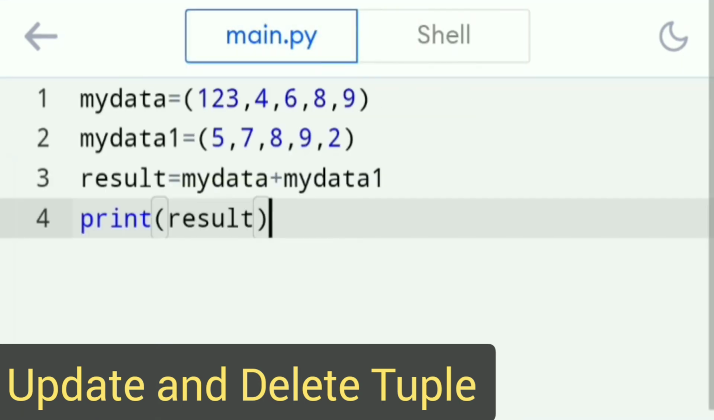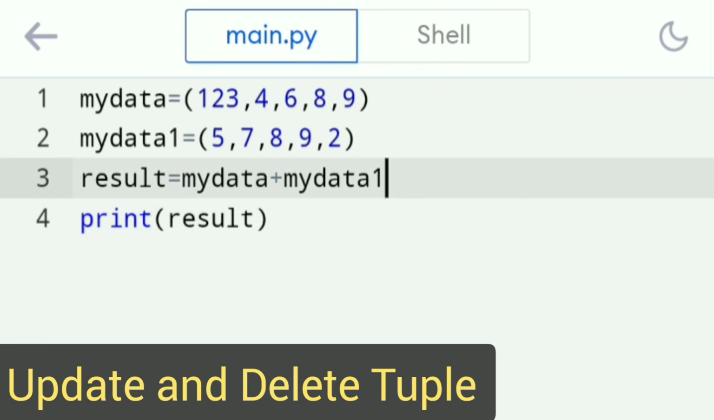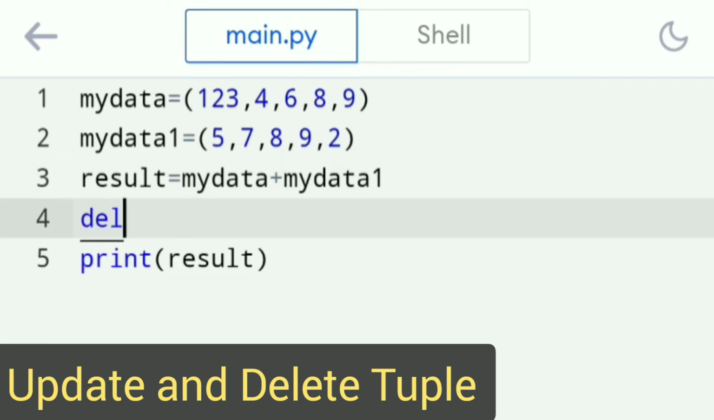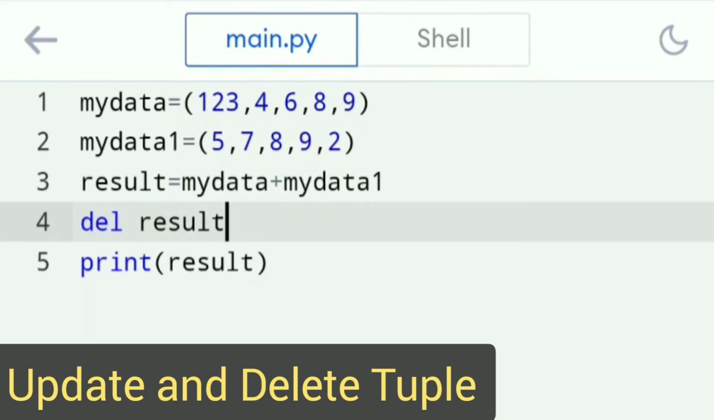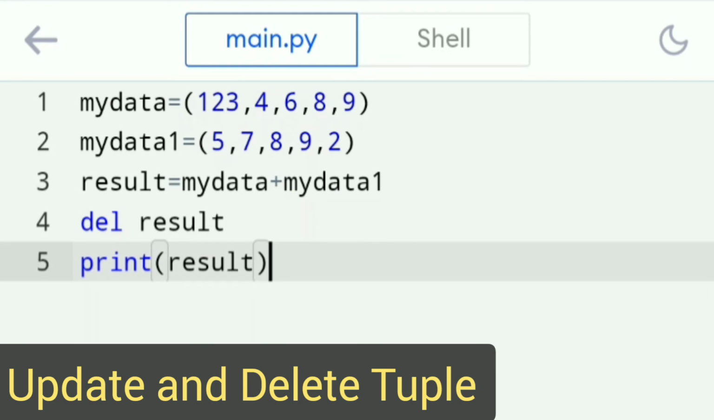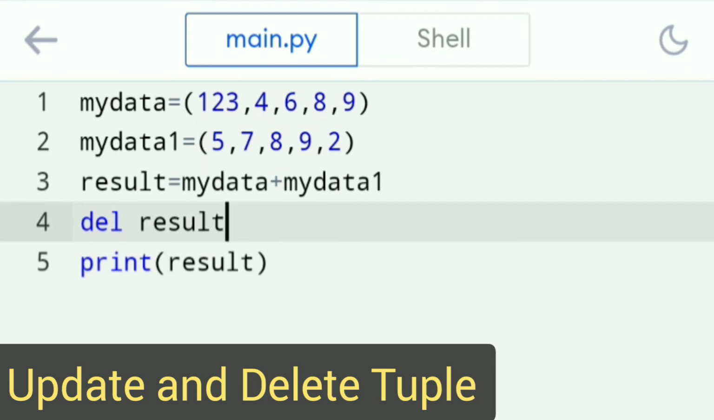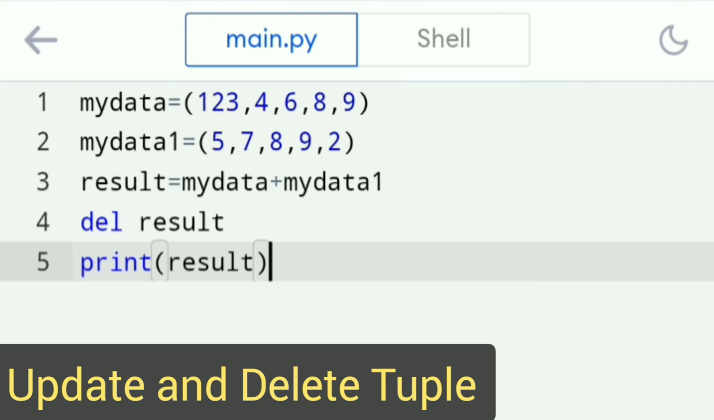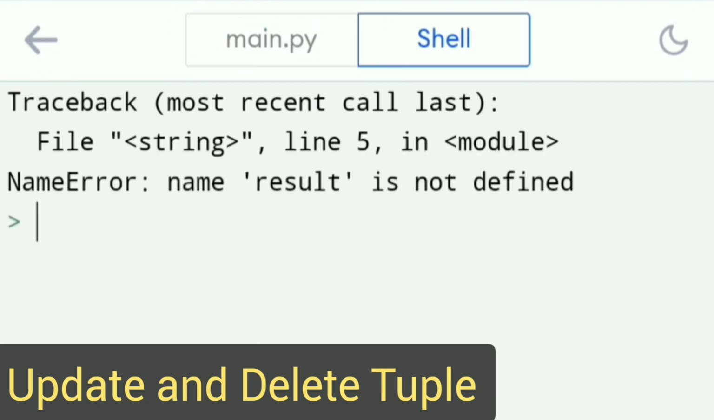So now let's see how to delete a tuple. Simply we have to use the del keyword and let us delete result. So here we do have a print statement. After deleting result, if you try to print, what happens? So let's execute the program. You will get the error message that result is not defined, which means it is already deleted. So after deletion, you can't print the tuple.